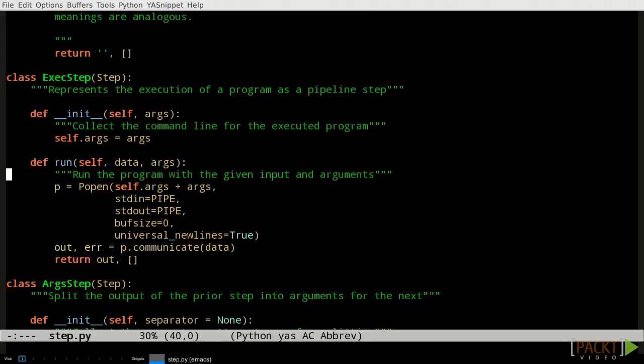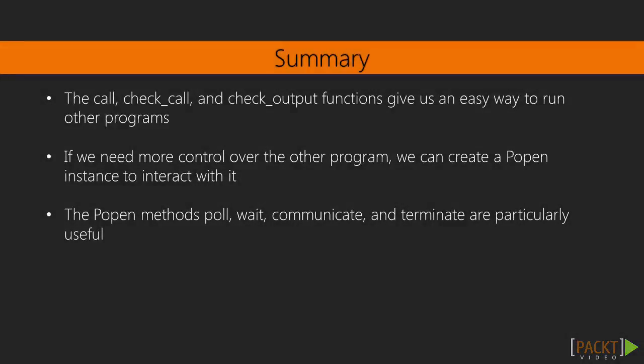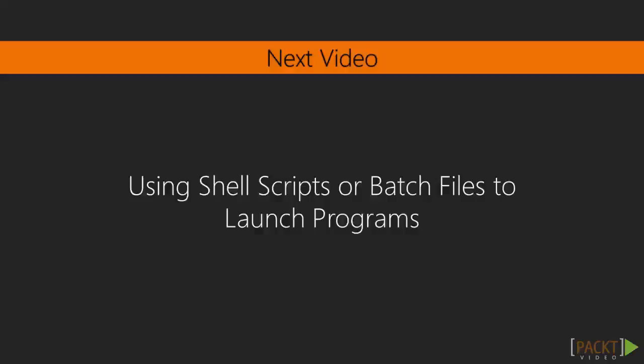We've got our example program working, so the call, check call, and check output functions of the subprocess module give us an easy way to run other programs. If we need more control over the other program, we can create a popen instance to interact with it. The popen methods poll, wait, communicate, and terminate are particularly useful. So we're going to move on to the next topic of this section, setting up a shell script or batch file to launch the program.